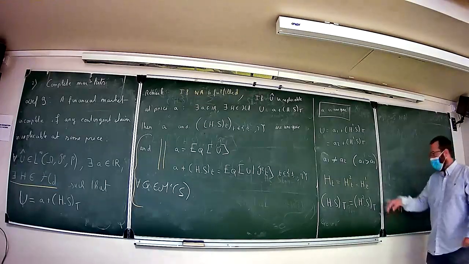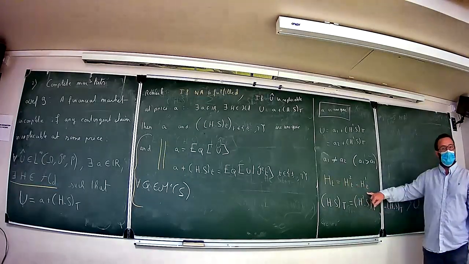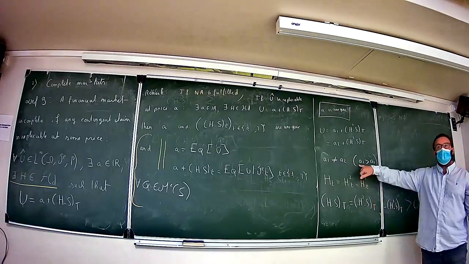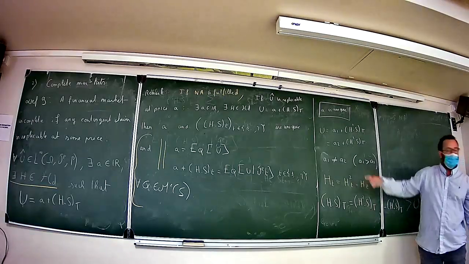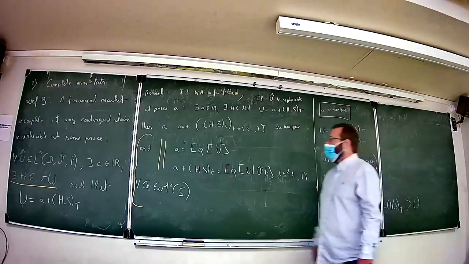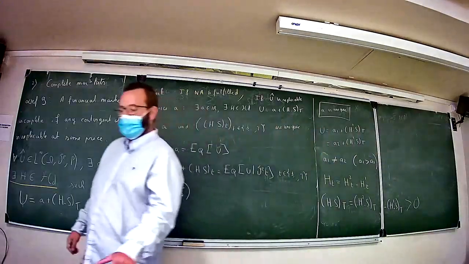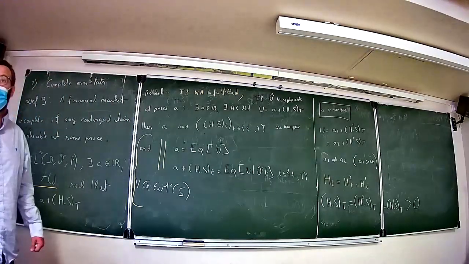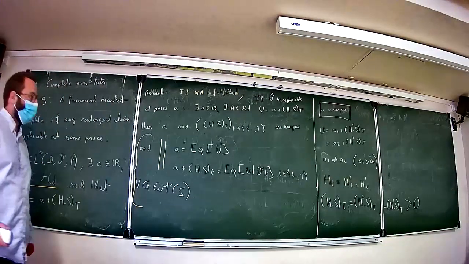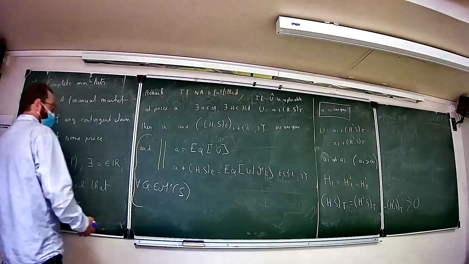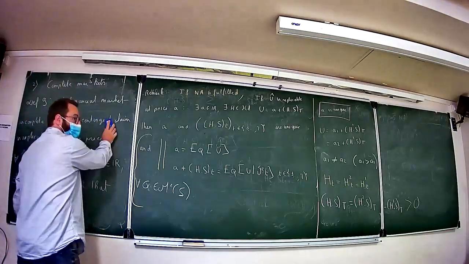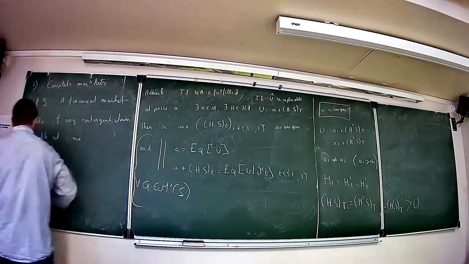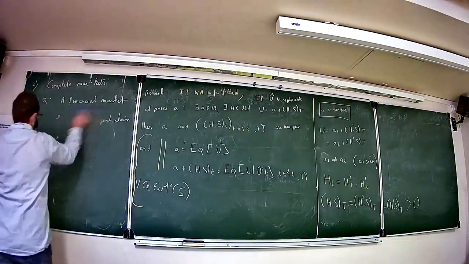The minus here means short sale of this one, the most expensive one. Okay? So I have proved the unicity of A. Okay? Questions? No? The last part.